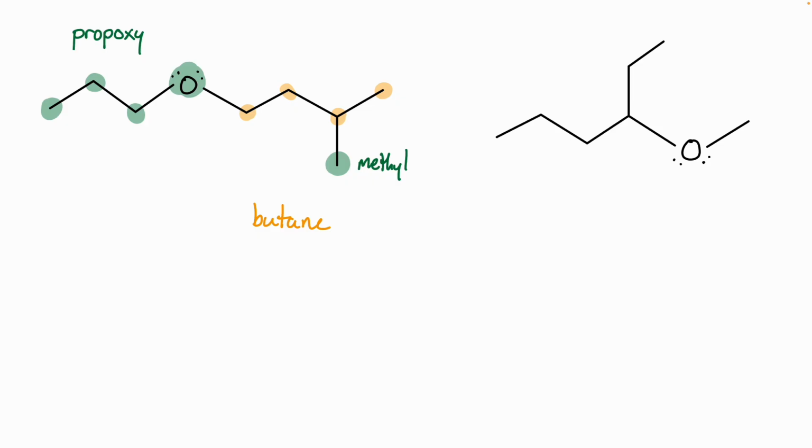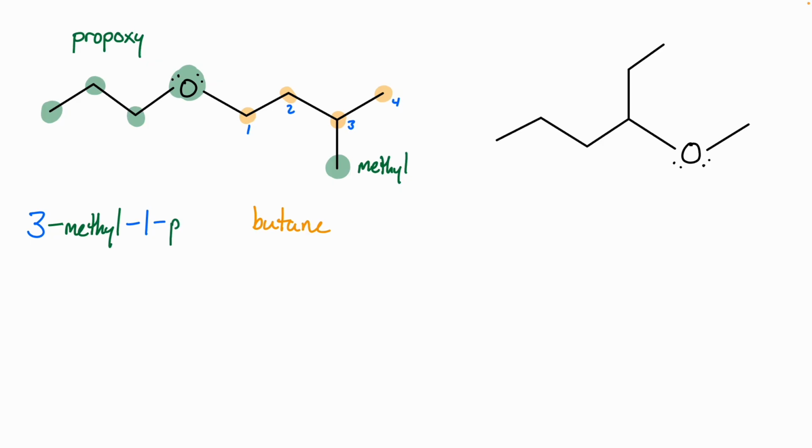Then I'm going to number my parent chain. There's nothing special about this substituent here. It's not treated with any sort of priority like it would be if it was a functional group, but I still want the lowest possible number in my name. So that means I'm going to put that propoxy group on carbon 1, that methyl group on carbon 3, and just like always, I'm going to arrange these in alphabetical order when I build my name. So 3-methyl-1-propoxybutane.